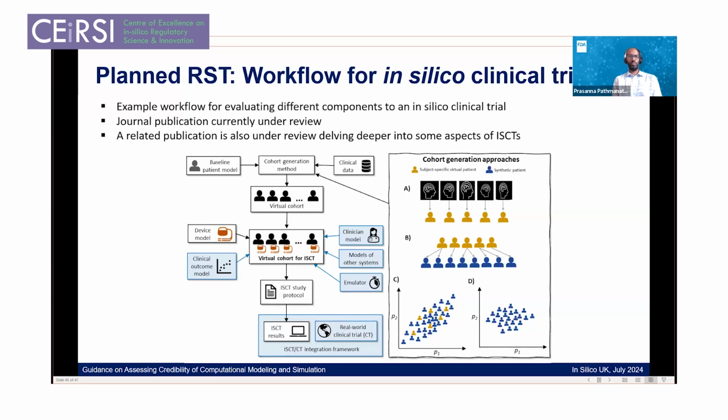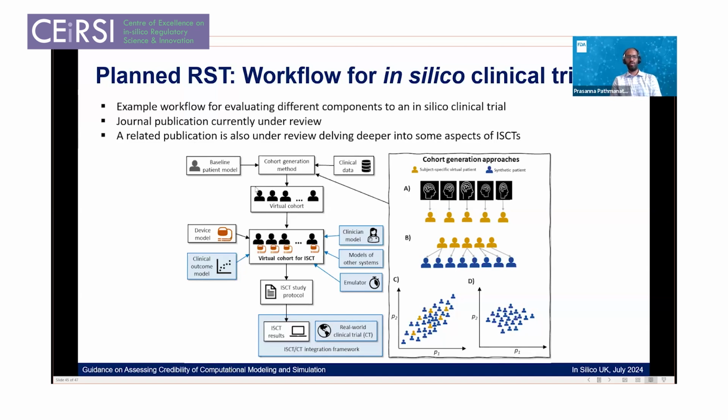And in silico clinical trials are much more complicated than patient-specific models, because there are so many different subcomponents that we try to capture in this image. I'll very briefly talk about all of these different subcomponents, and refer you to the paper when it comes out, hopefully before the end of the year. But basically, for an in silico clinical trial, you have to start off with some kind of baseline patient model, and then you use clinical data and some kind of cohort generation method to develop a virtual cohort.